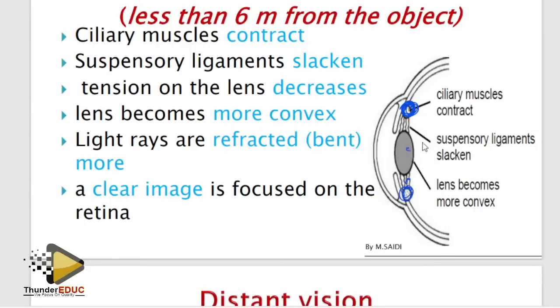Simple. Ciliary muscles contract. Suspensory ligament slackens. Slacken means they relax, but don't say relax, say slacken. The tension on the lens decreases. Then the lens becomes more convex, more thick. Light rays are bent more, and then a clear image is focused on the retina. Guys, these two work antagonistically. If ciliary muscles contract, the suspensory ligament relaxes.